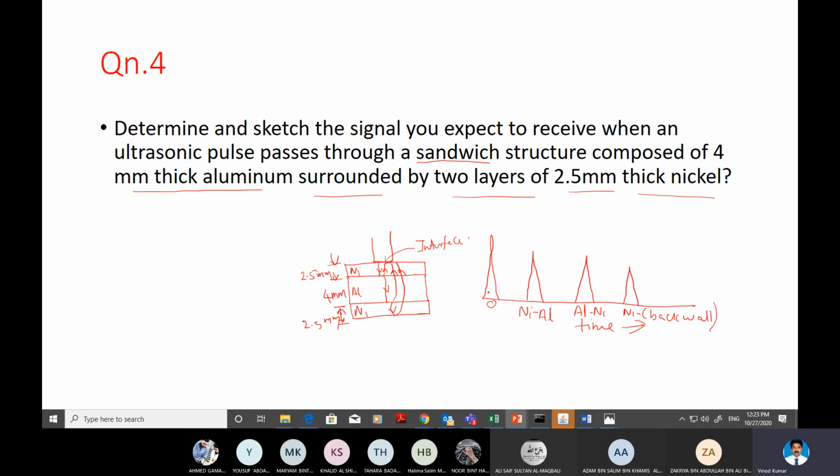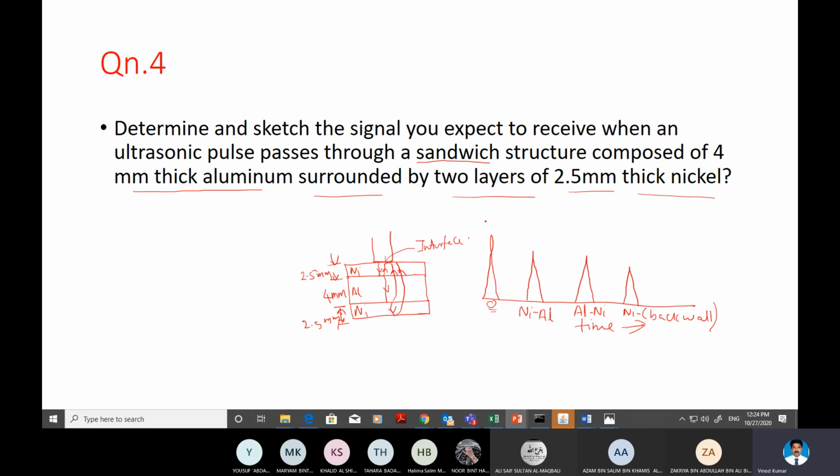So as you could see here, how the signal is produced: the signal is produced from the initial point, which is the front wall. Then the signal strikes the nickel aluminium interface. Some part will reflect back or come back. The remaining amount will proceed and hit the aluminum nickel interface and reflect back. Then the remaining will proceed and get reflected from the nickel, which is the back wall.